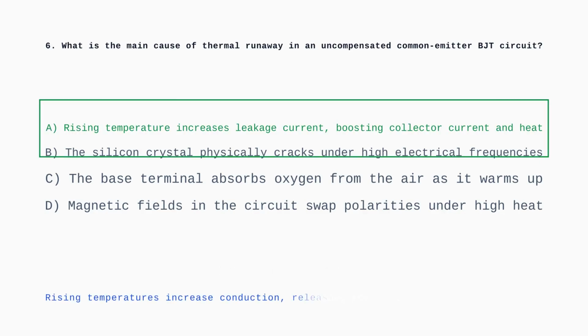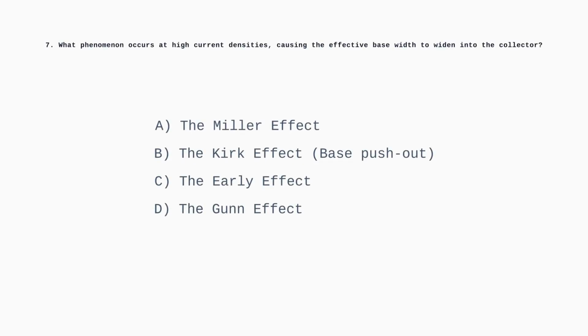Question 6. What is the main cause of thermal runaway in an uncompensated common emitter BJT circuit? As heat rises, collector leakage current increases, raising total conduction, which dissipates more power and generates further heat in a destructive spiral.